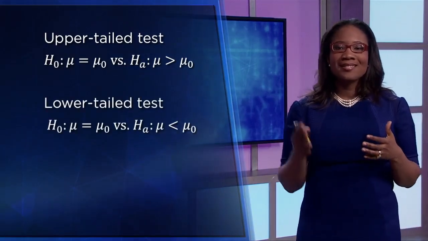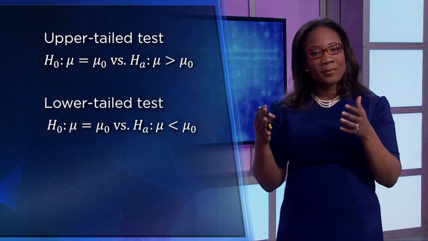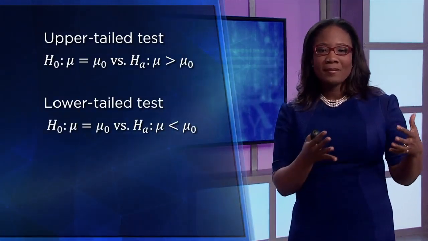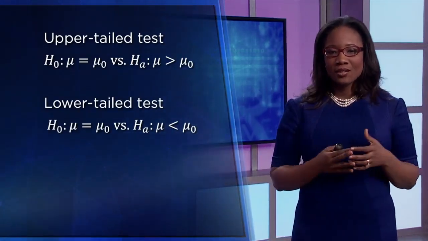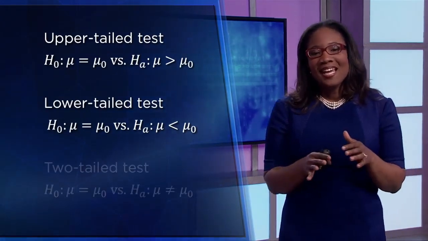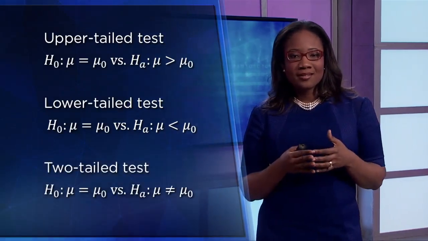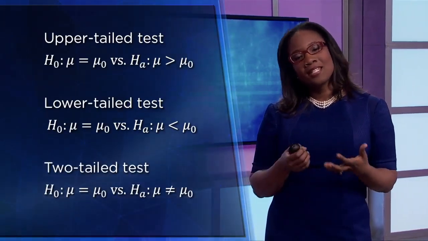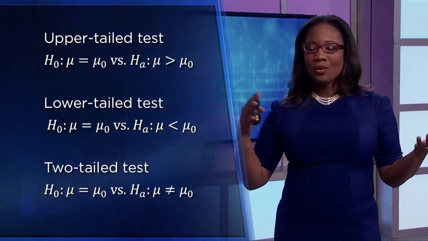A lower tail test is the opposite of that. Now we're assuming that our sample comes from a population that might have a mean that's less than the null. So that's our alternative hypothesis. And then lastly, we can do a 2-tail test. Now we're looking to see if our sample is different from the null, either greater than or less than.